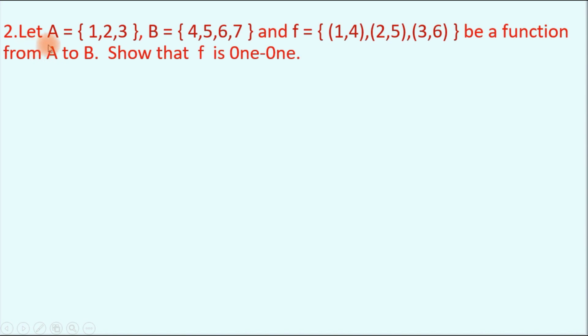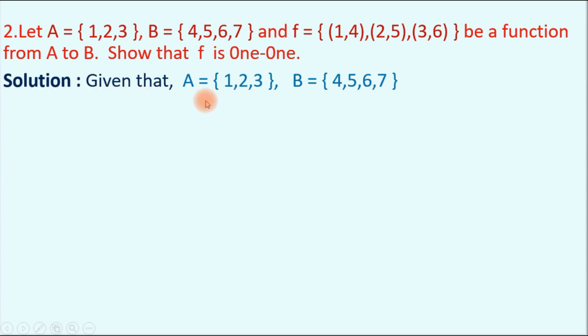Next, problem number 2. Let set A equals {1, 2, 3}, set B equals {4, 5, 6, 7} and the function f equals the set of ordered pairs {(1, 4), (2, 5), (3, 6)} be a function from A to B. Show that f is 1-1.